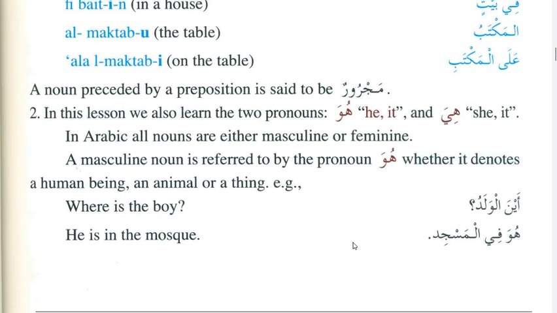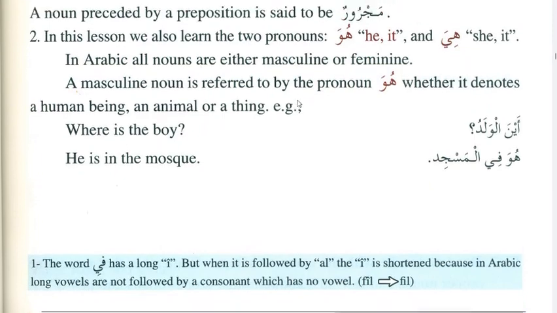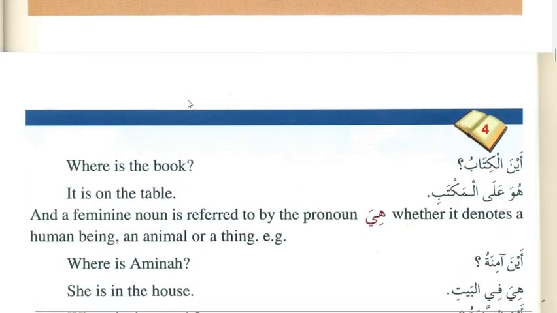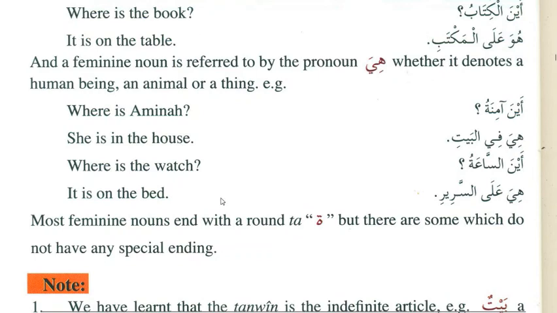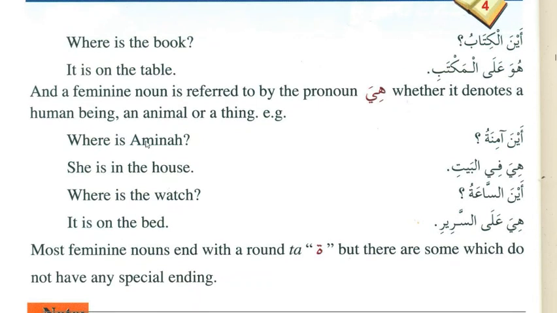Then you will learn about the two pronouns, which are huwa and hiya. The meaning of huwa is written here, which is he. Huwa also means it. Similarly, the word hiya has two meanings. The first meaning is she and the second meaning is it. I again recommend you to read this, because here they are telling you how to use the pronouns huwa and hiya. So you can pause the video and carefully read it.